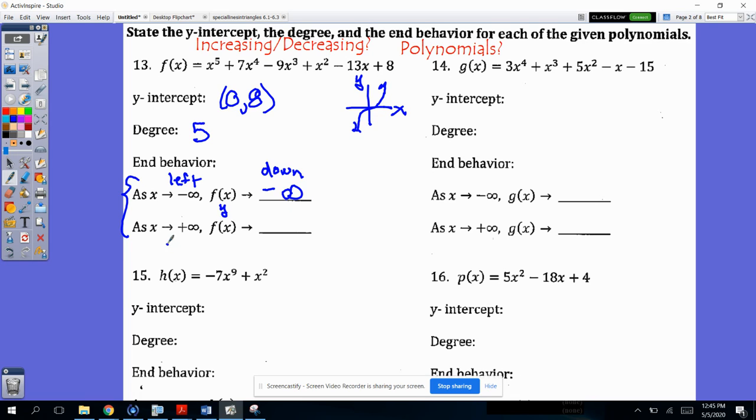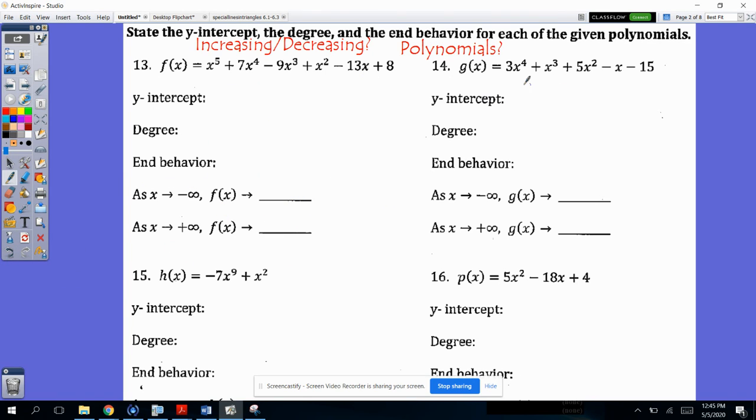As x goes to positive infinity, which is the right, where is y going? It's going up to positive infinity as well. Okay, now this guy is always increasing. It increases the whole time. So this guy is always increasing. It's just a little extra question for you.